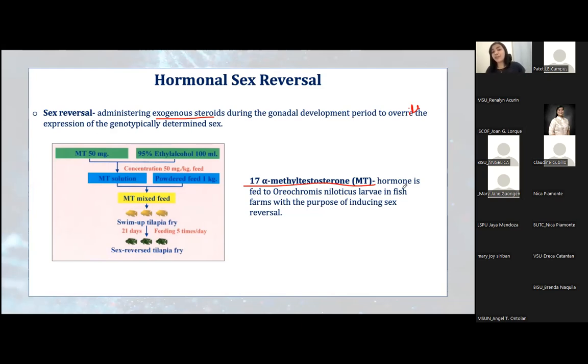This is the hormone fed to tilapia larvae in fish farms with the purpose of inducing sex reversal. So why do we have to do sex reversal? Of course, this is also to promote growth and stop the overpopulation of ponds because of spawning of the females when their eggs are fertilized by the males. Okay, so remember, this is 17-alpha methyl testosterone. Usually, it is mixed in the feeds and then fed to the tilapia larvae.